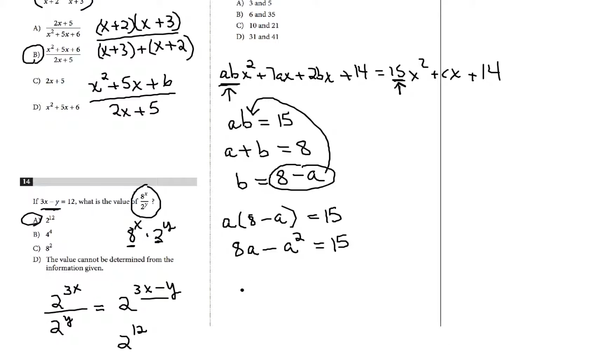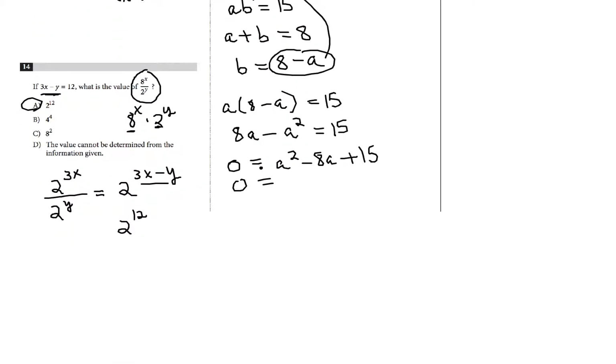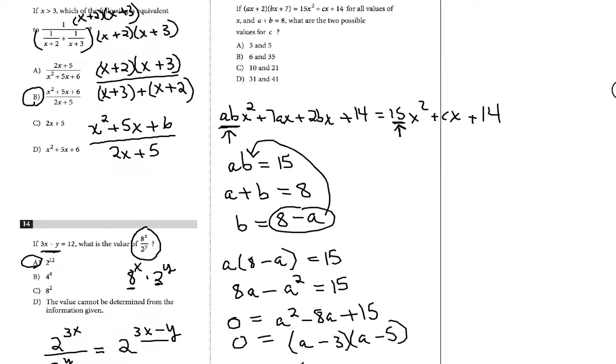Now that's a quadratic equation, so it has to be set equal to 0. I'm going to move everything to the right to make that A squared positive. So you get 0 equals A squared minus 8A plus 15. And I'm going to solve it by factoring. So we're going to get A minus 3, A minus 5. And solving it, we get A equals 3 and 5. Now you're going to notice those answers are up here. Look at that, 3 and 5.